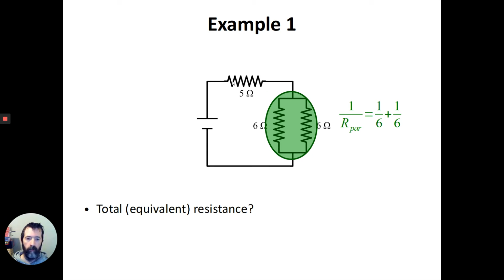After current comes out of the battery, it goes through this resistor, but then it hits this intersection. There are 2 alternate paths, and they recombine here. So the 2 6 ohm resistors are in parallel. What I'm going to do is first figure out this section. So I know I can use the reciprocal addition formula. 1/6 plus 1/6 is 1/3. And then if I flip the whole thing over again, I get that the parallel section has a resistance of 3 ohms.